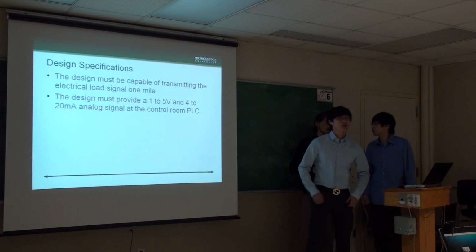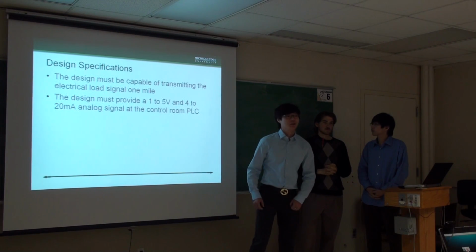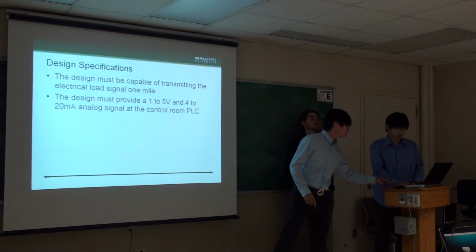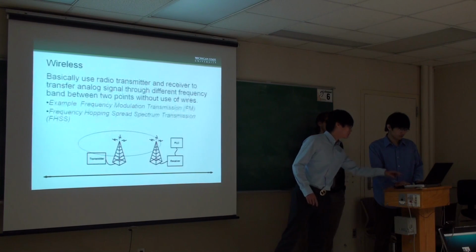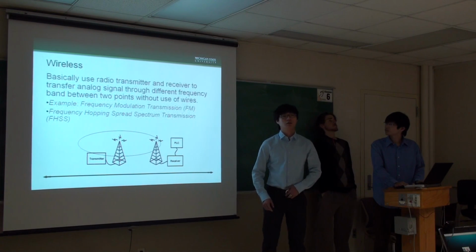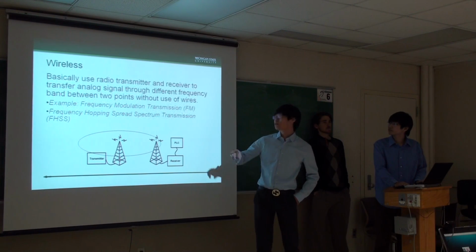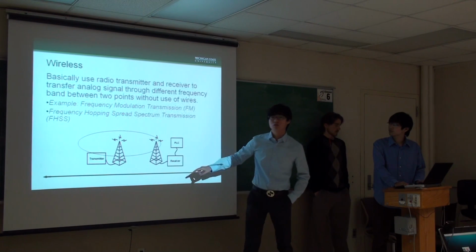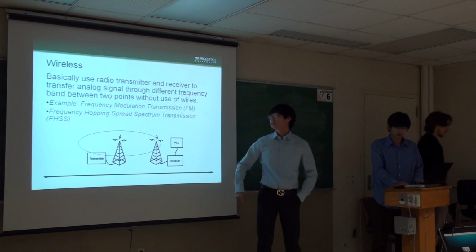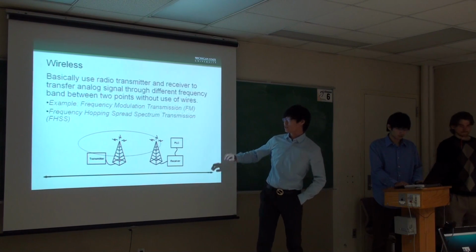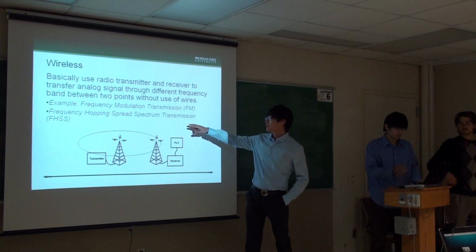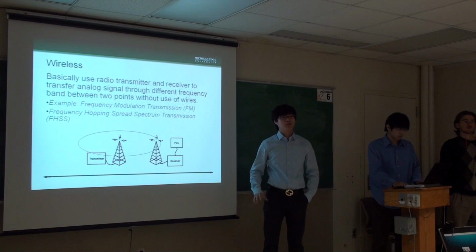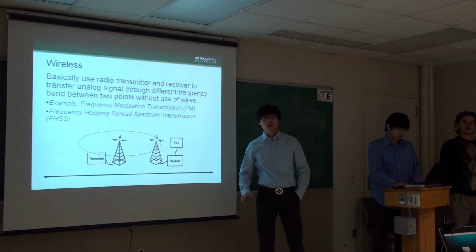Hi, I'm Nan. I will go over our conceptual designs. The first design is a wireless transmission. Basically, we use a radio transmitter and a receiver to transmit the signal through a 1 mile range. Examples are FM transmission and FHSS transmission. The basic difference is they use a different frequency band.